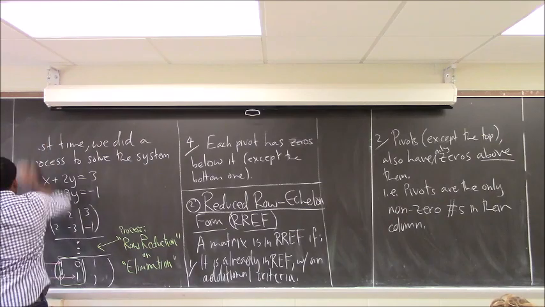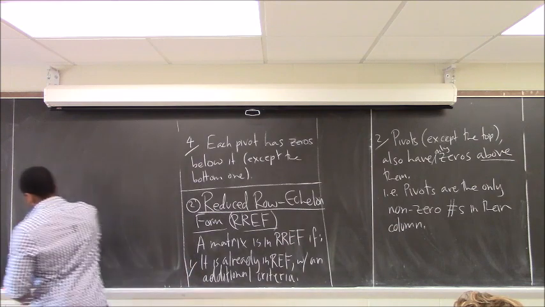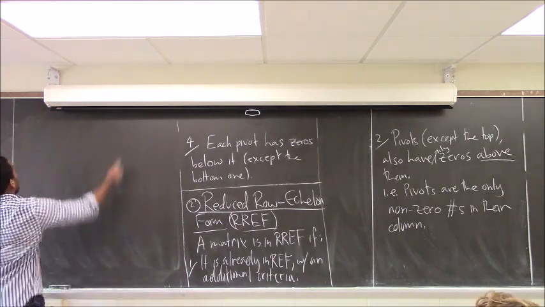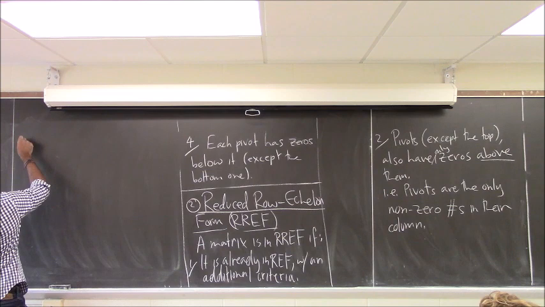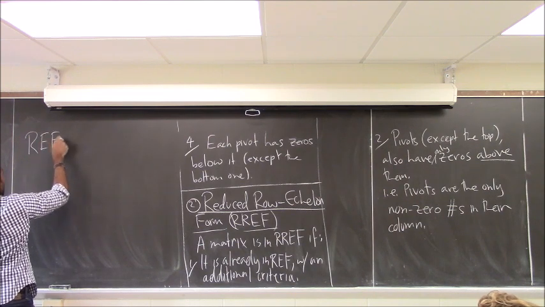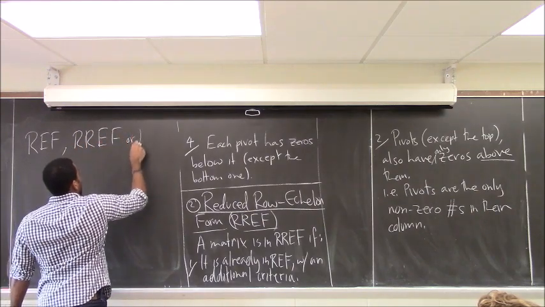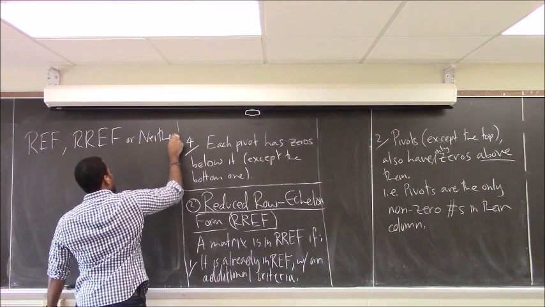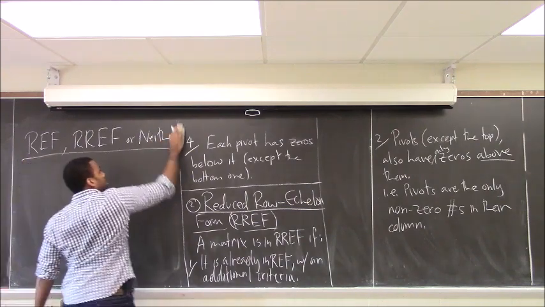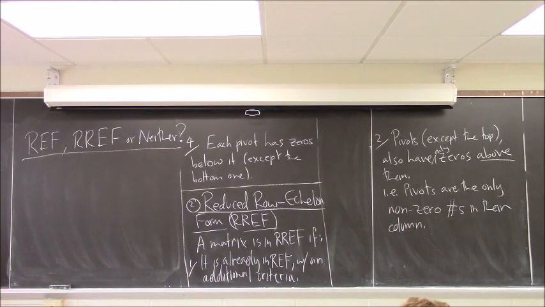I think most of you are done. Okay, let's make sure we understand what these forms are. It's going to be very important. So the question is: is it row echelon form, reduced row echelon form, or neither? I'm going to write down a bunch of matrices on the board, and you're going to tell me which form is represented by each matrix.